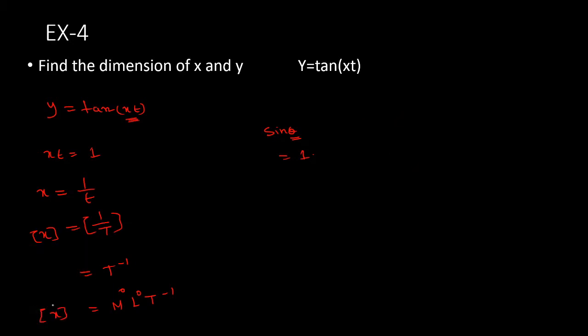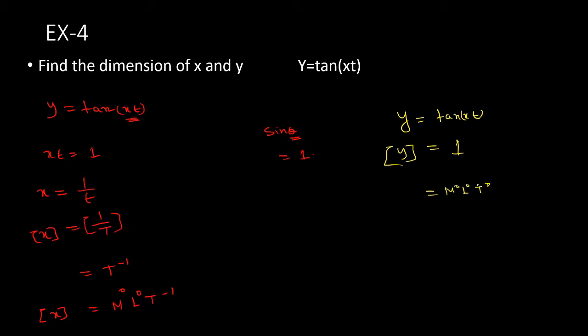If I ask you what will be the dimension of y, you know y equals tan of x into t. So guys, tan of theta, or tan of something, is always a dimensionless quantity, so the dimension will be 1 here. Clear? So the dimension of y will be 1, because sine theta, cos theta, this whole theta term is always a dimensionless quantity. So what will be the full term? M to the power 0, L to the power 0 and T to the power 0.